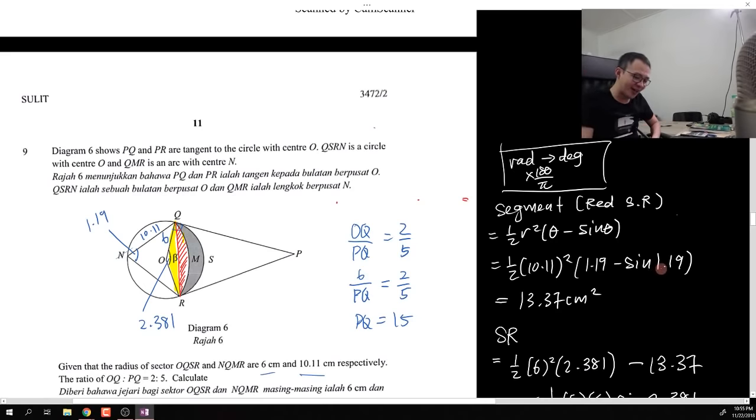And why did I get sine 1.19? Because this is the formula for area of segment. It's half r squared times theta minus sine theta. So therefore I get sine 1.19. If you don't use this calculator and you use the old one, if not mistaken, you press mode 4 times, you will see RAD, then you can change to RAD. Do I have to write sine 1.19 radian? No, normally write sine 1.19, it makes sense.